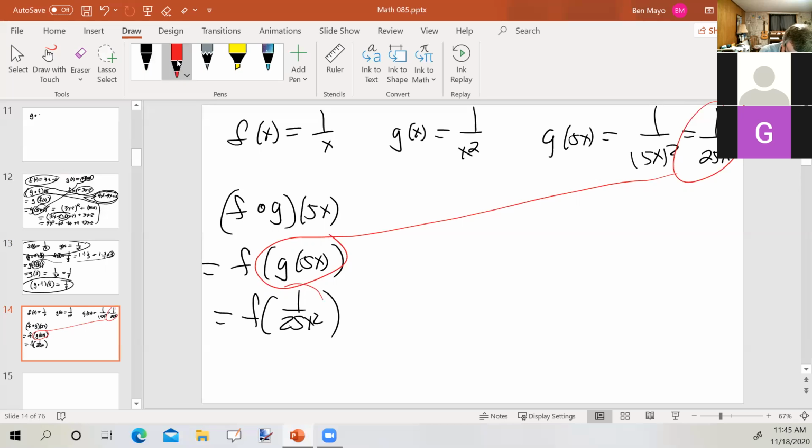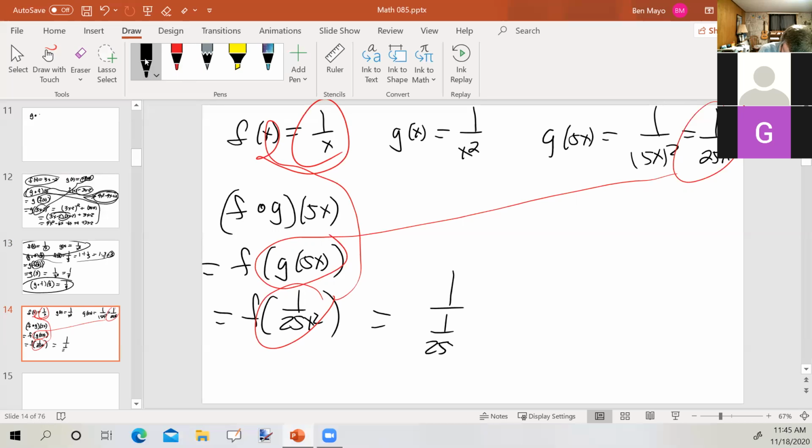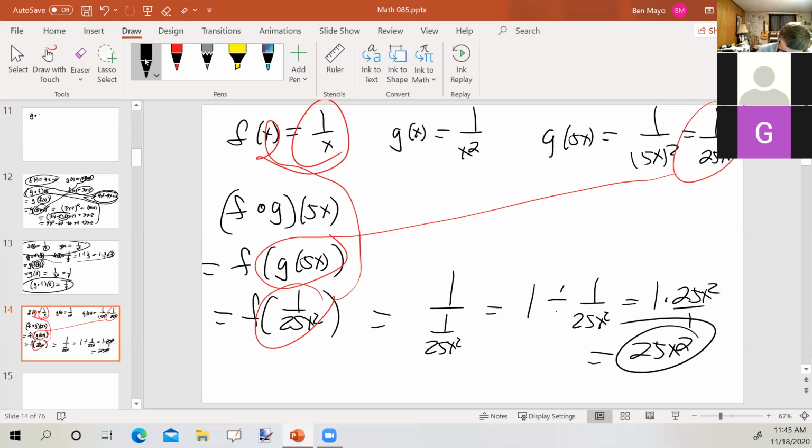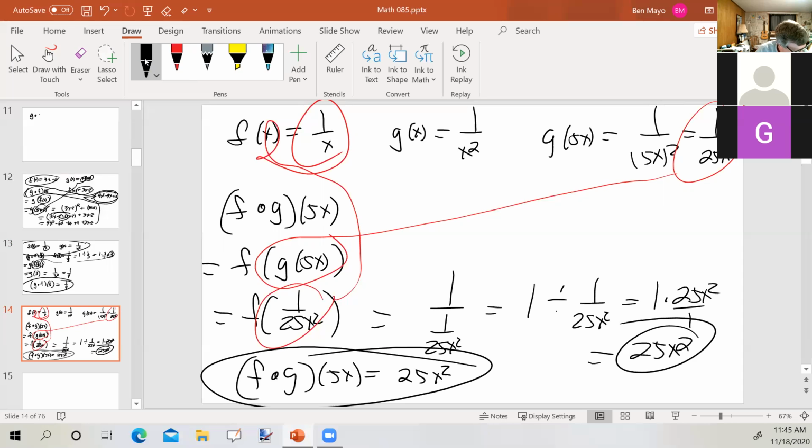Now we're going to take this and plug it in here. So that's equal to 1 over 25x squared, which is 1 divided by 1 over 25x squared, which is 1 times the reciprocal of 25x squared over 1, which is 25x squared over 1. So f composed with g of 5x equals 25x squared. And we get that.